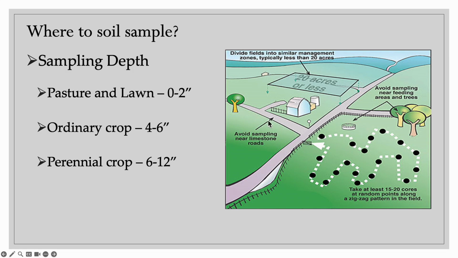We want to avoid limestone roads or anywhere where there's gravel, because that could actually change the pH. And so if we took a soil sample here and then added that into soil samples here, it's possible that because this is close to limestone, the pH around that fence area might be greater than the pH that is maybe further into the field. So just a couple of thought processes as you're starting to take those soil samples.